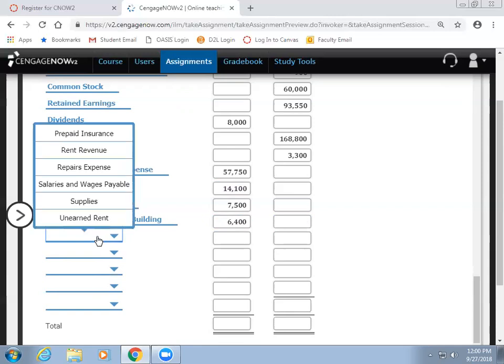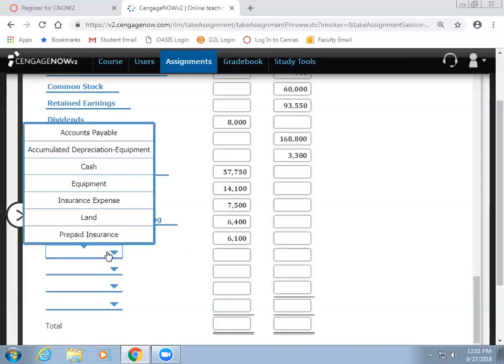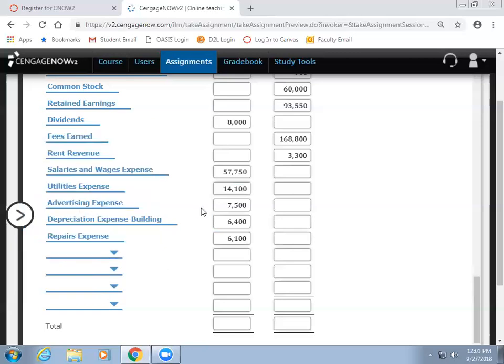The next expense I see is repairs expense. Did anything happen to repairs expense? No. So that stays on the books as a debit, 6,100. Yeah, advertising stayed on at 7,500.